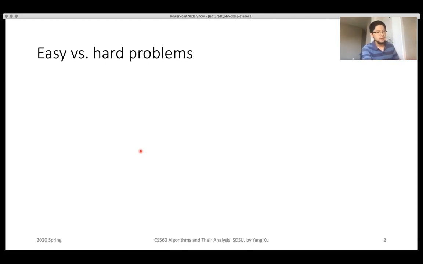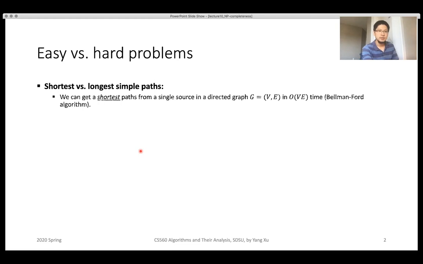Before we introduce the theoretical concepts, let's first go through some examples that you might already be familiar with. In the advanced graph algorithms, we have known algorithms that solve the shortest path problems or shortest simple path problems in the graph, right? It's quite easy to get the shortest path from a single source in a directed graph. For example, Bellman-Ford or Dijkstra's algorithm will give us such a solution. And particularly for the Bellman-Ford algorithm, it gives us a big O of V times E time solution.